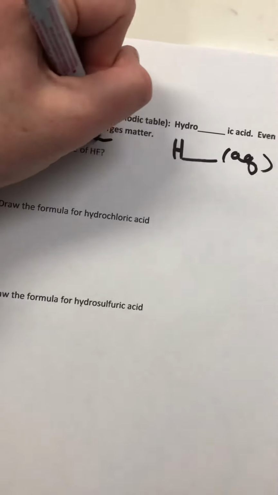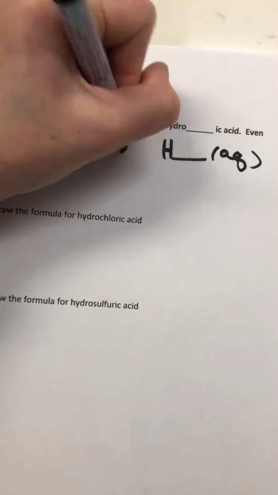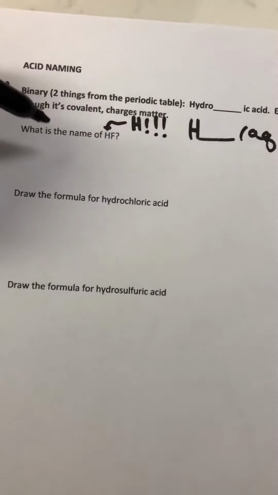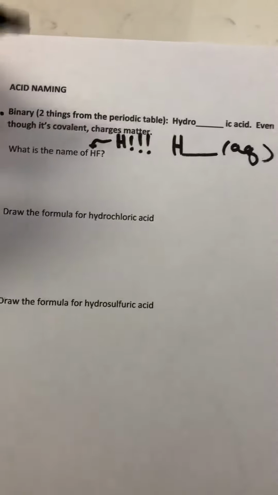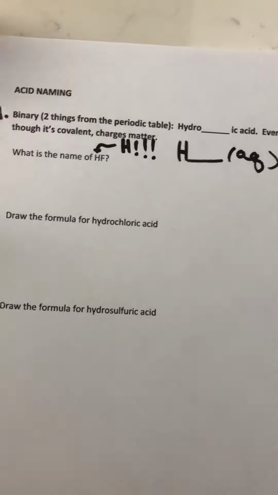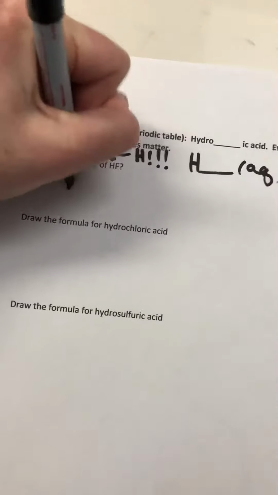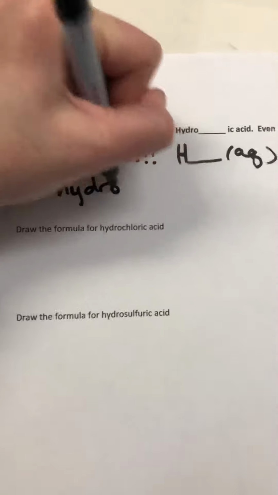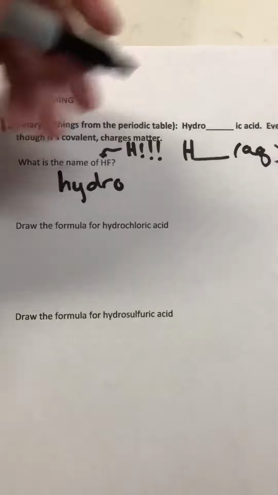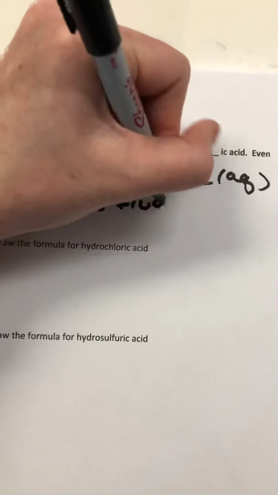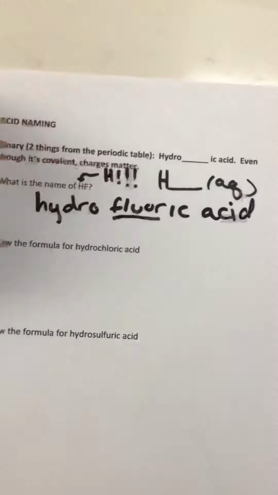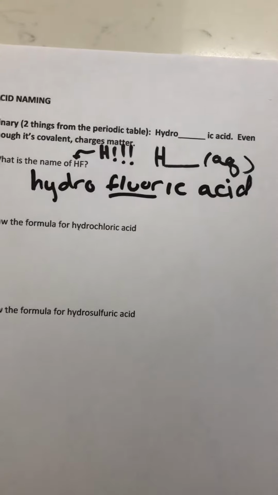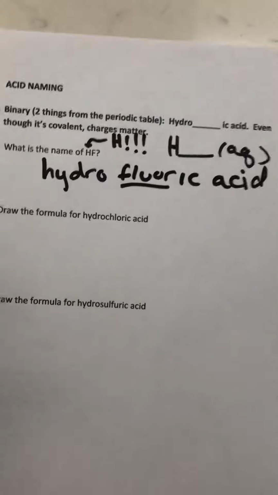So for this first one, name HF. The first thing you should notice, hey, it starts with an H. That means it's probably going to be an acid. The next thing you should look at is, is it just made up of two things from the periodic table? It looks like it is. There's an H and there's an F. Therefore, we're going to name it hydro-ic acid. The base is going to be fluor. Hydrofluoric acid, and that's the name of HF.